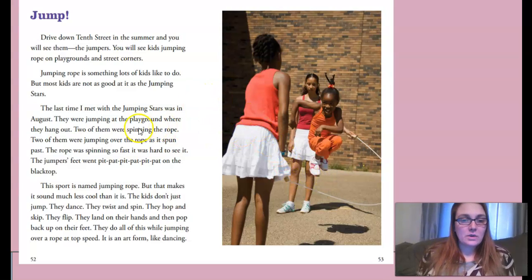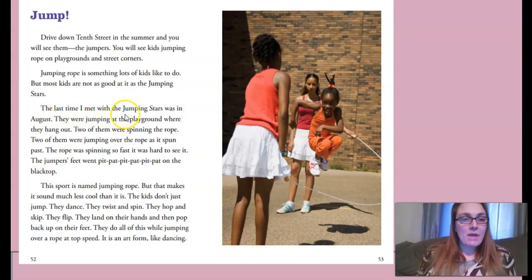Okay, so here we are. On the left, we see the words. On the right, we see 3 girls jump roping. Jump. Drive down 10th Street in the summer and you will see them, the jumpers. You will see kids jumping rope on playgrounds and street corners. Jumping rope is something lots of kids like to do, but most kids are not as good as the Jumping Stars. Notice Jumping Stars is capitalized, which means it's the name of a group.